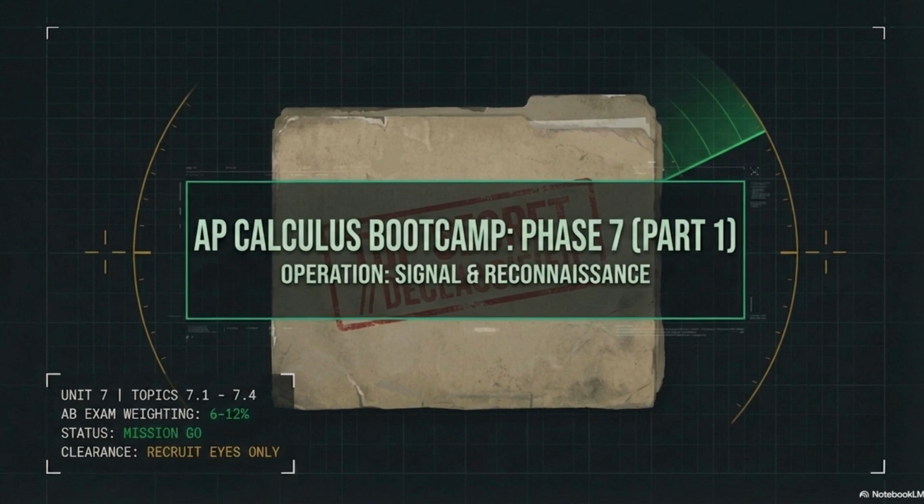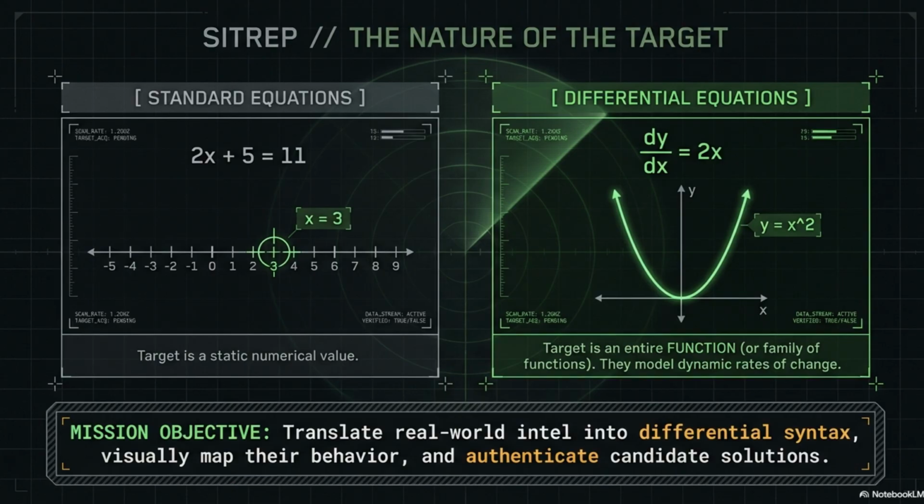Welcome recruits to Phase 7, Part 1 of AP Calculus Bootcamp, Operation Signal and Reconnaissance. Your clearance is verified for recruit eyes only. Today's briefing covers topics 7.1 through 7.4 of differential equations, representing a critical 6 to 12% of your AP Calculus AB exam. Status is Mission Go.